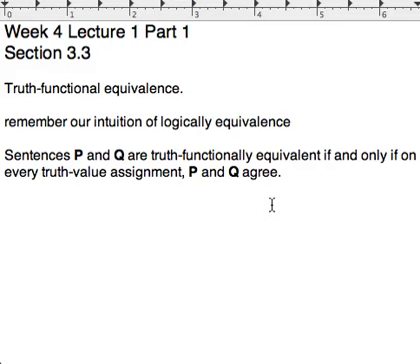Okay, so what we mean here is, imagine we have a truth table for a sentence such as A or not A. And suppose we have another sentence, actually let's do a different one, A or not B. And suppose we have another sentence that says not A and B. So suppose we have these two sentences here, and we say that these two sentences will be truth functionally equivalent if and only if, on every possible truth value assignment, both of these sentences agree with one another. So let's do a quick test to see if that's the case.